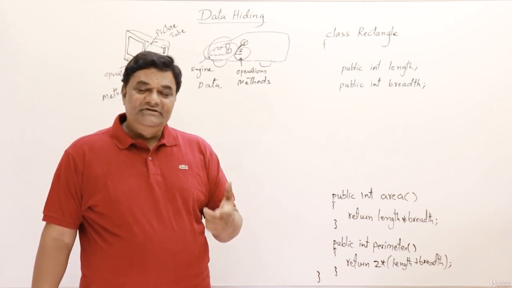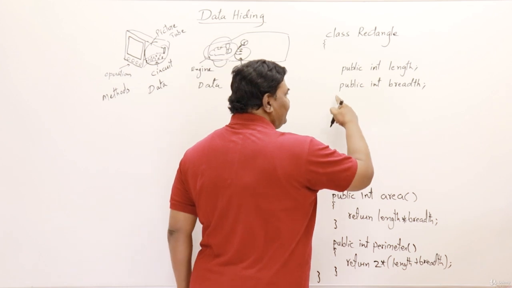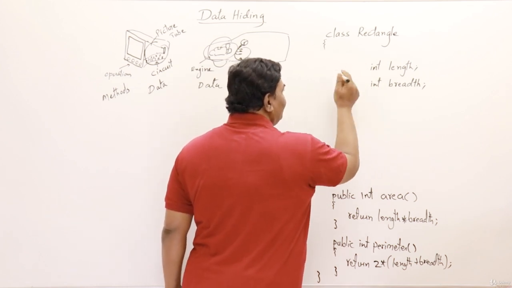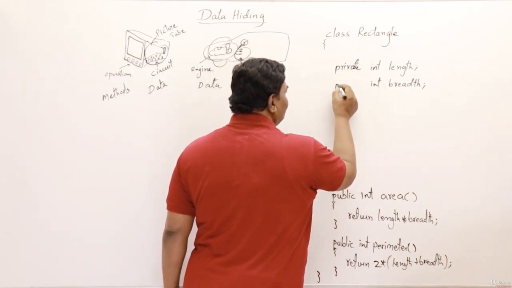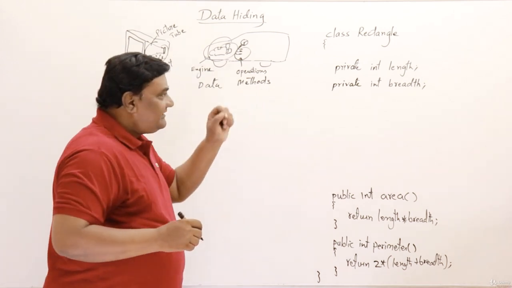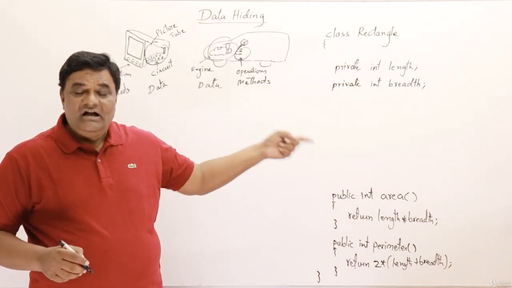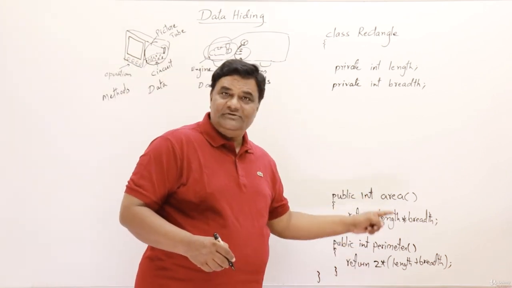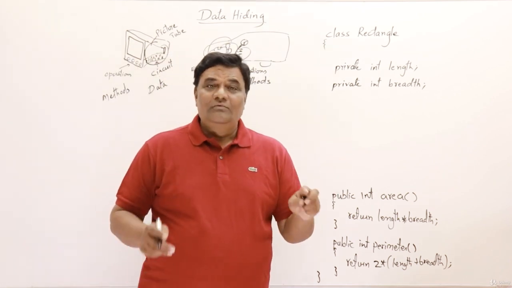So now we will see how to hide data. See, I have written the public access modifier here. Just change it to private. Data is hidden. So from whom is data hidden? When you make it private, we cannot access that data outside the class. It is accessible to these methods because they are inside the class. So by writing private, what happens?